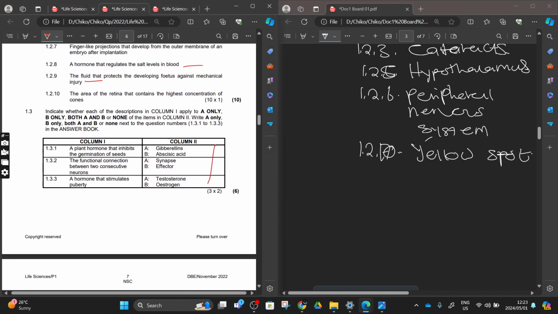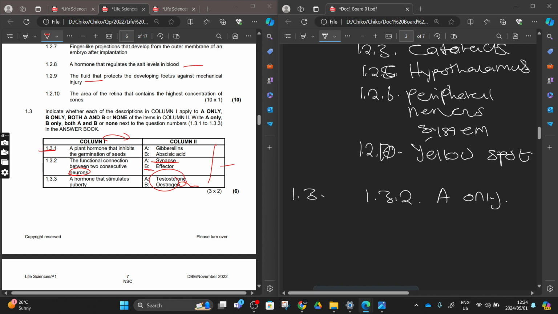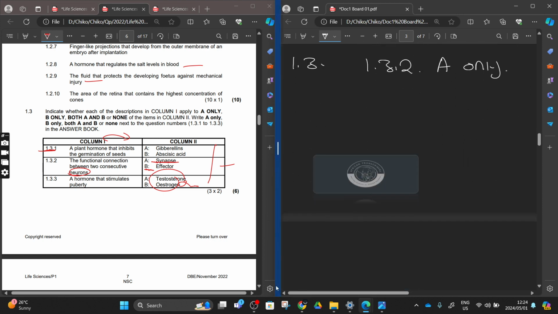We come here and see, we decode this side. Synapses, we know this. Gamma-aminobutyric acid, GABA, we don't know this. You see, we are still going to do this next week. Testosterone and oestrogen, we did this previously, the hormones that stimulate puberty, both of them here. Then 1.1, but we didn't do that with me, right? So we are going to pass it. 1.3.2, we are only going to collect these 2 marks. The functional connection between 2 consecutive neurons, this one will be synapse, A only, right? You collect that 2 marks and then you move on like that.